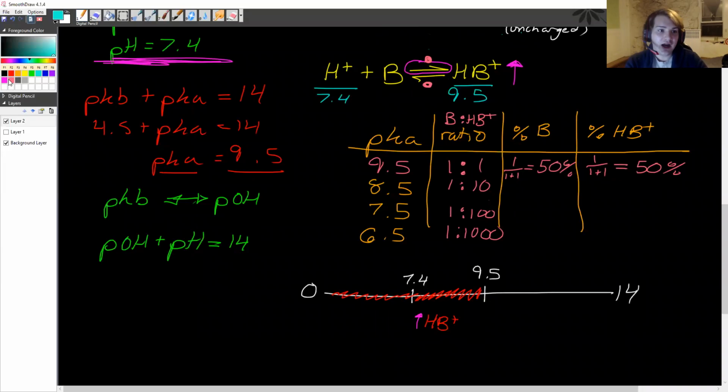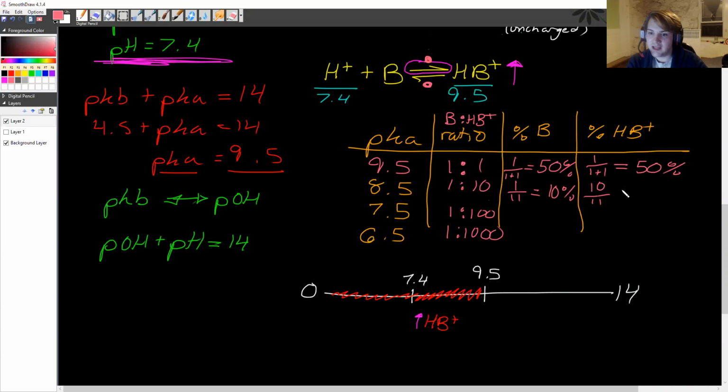So this entire work has told us that for this portion, we're going to be taking this left-hand side. So it's going to be 1 over 11, 10 plus 1. We're adding this ratio, and that gives us about 10%.